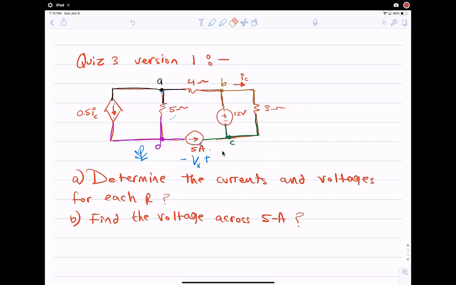Now I have here a circuit with three loops, 1, 2, 3, a dependent current source, an independent current source, a voltage source, and three resistors. The question says determine the currents and voltages for each of the three resistors, and then find the voltage across the 5 ampere source, which is this one.